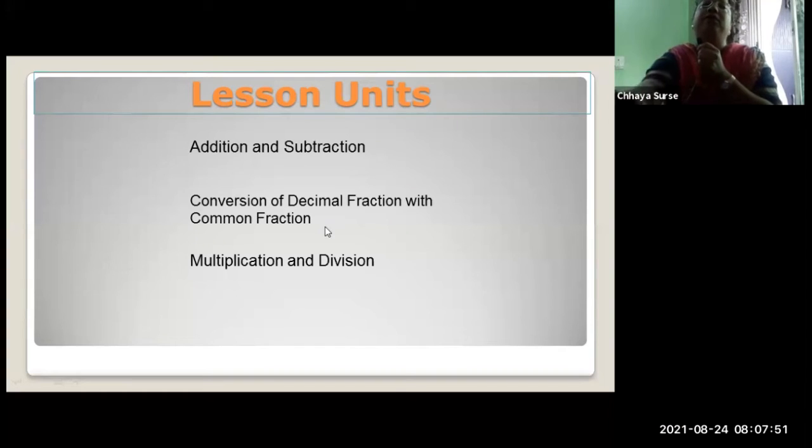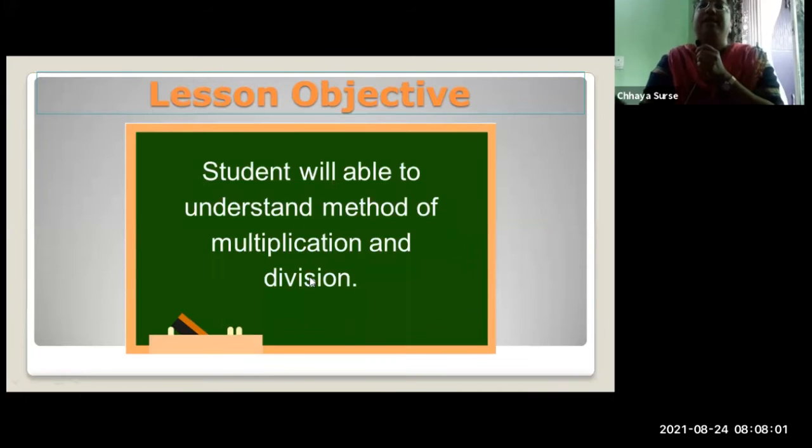So today we learned about decimal fraction, part three. Today we learn about multiplication and division. So let's start. What is the objective of this lesson? Students will be able to understand the method of multiplication and division.